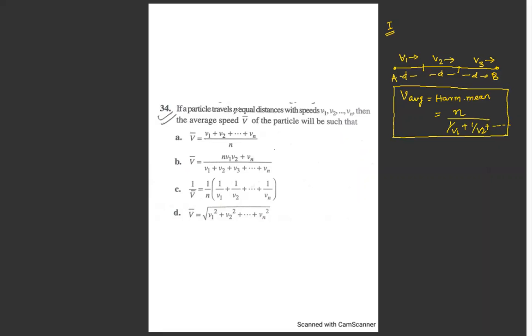Just like this one, if a particle is traveling equal distances with speeds v1, v2 and vn, then the average speed v of the particle is found directly; you do not have to draw anything, you just do it this way. And the second part is for equal intervals. So the first one is for equal parts and the second one is for equal intervals.